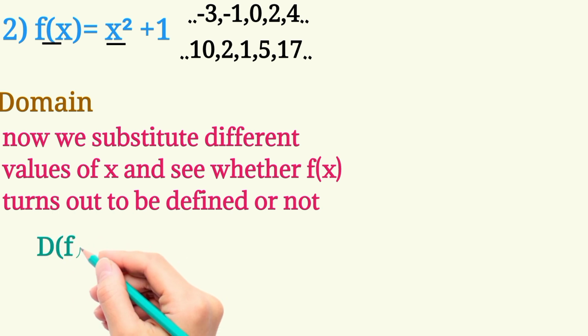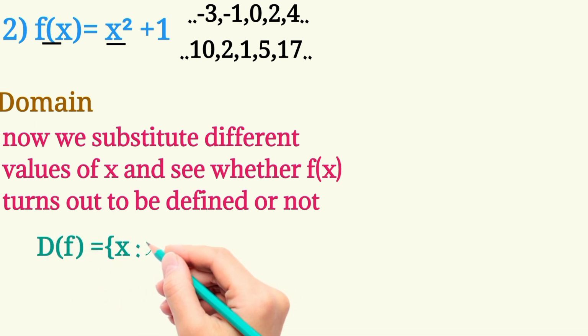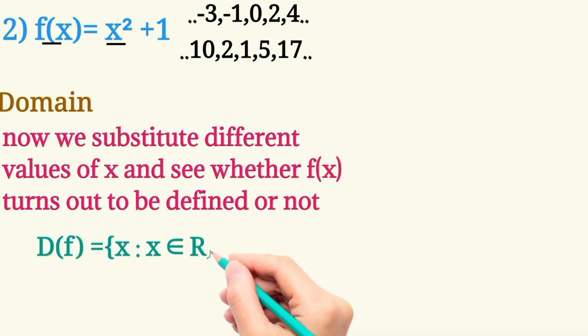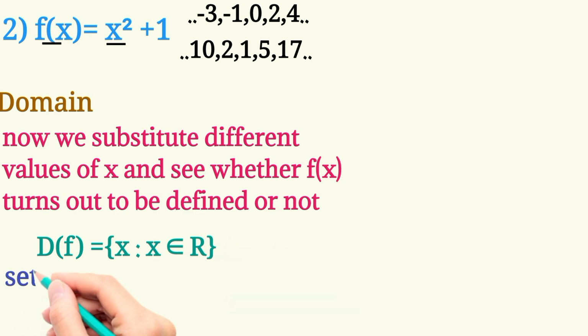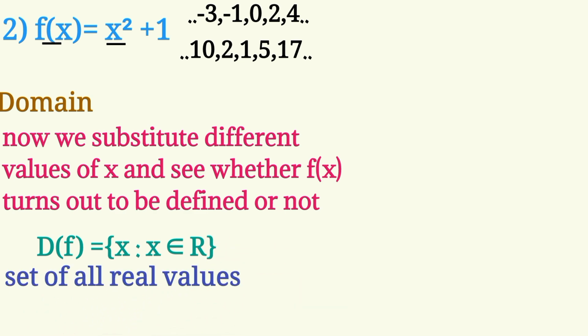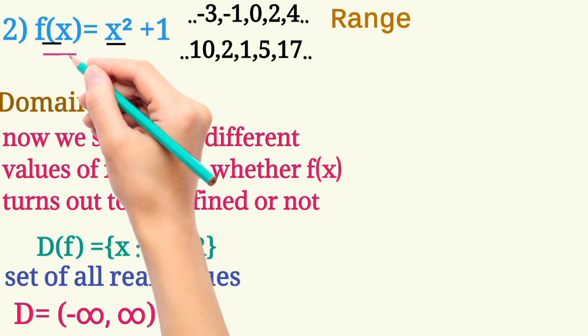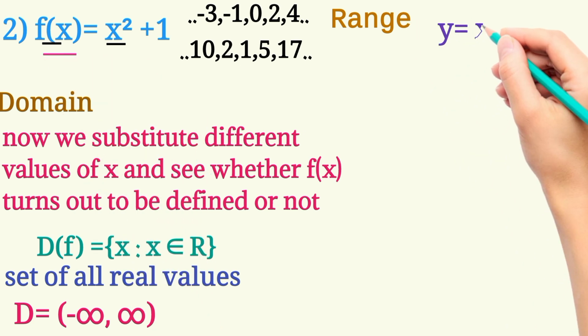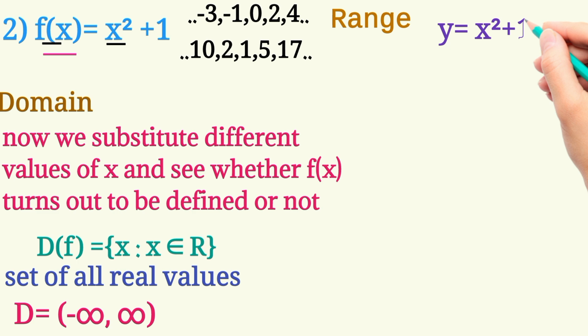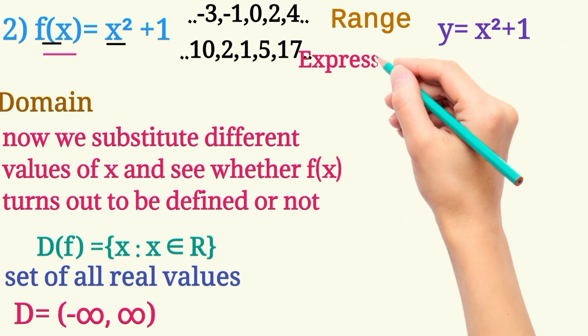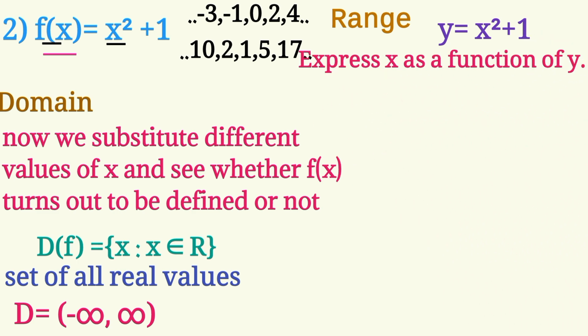So domain of the function will be {x such that x belongs to R}, that is set of all real values, or this can be written as domain = (-infinity, infinity). Now for the range, we will replace f(x) with y. So y = x² + 1. Now express x as a function of y.